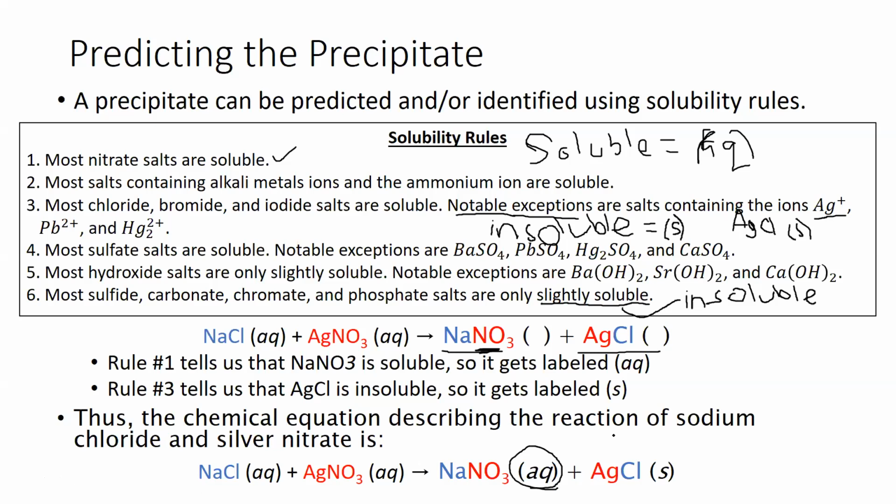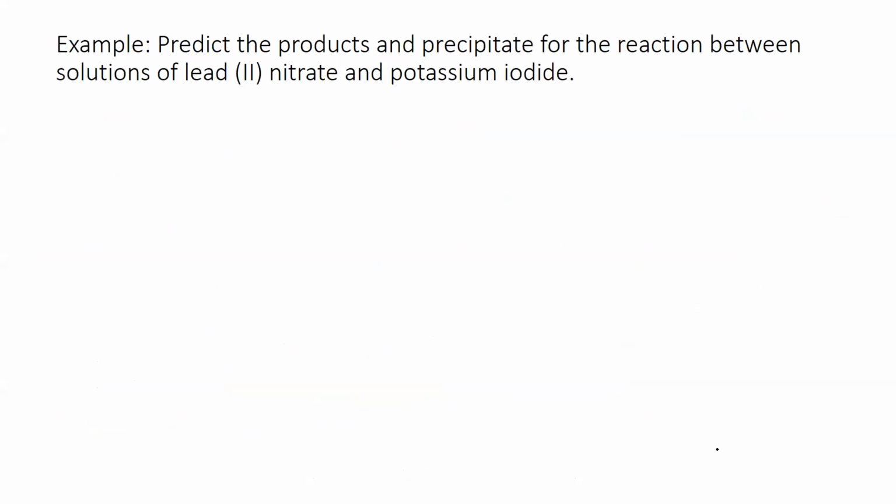So, yeah, we now have the phase of the sodium nitrate. Now, if you go down to rule 3, which we just talked about, most chloride, bromide, and iodide salts are soluble. So silver chloride is one of those exceptions. And so we know that silver chloride is going to be insoluble, which means it's going to be a solid, okay? And so that allows you to complete this equation, okay? And that's how you're going to do that for just identifying the products and identifying a precipitate.